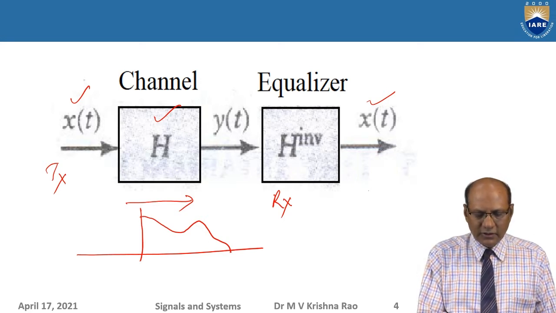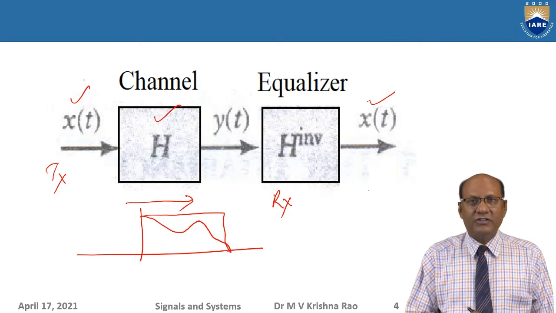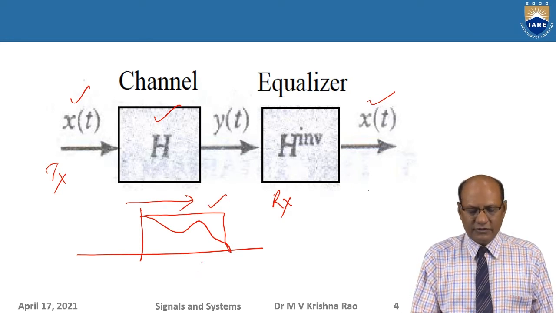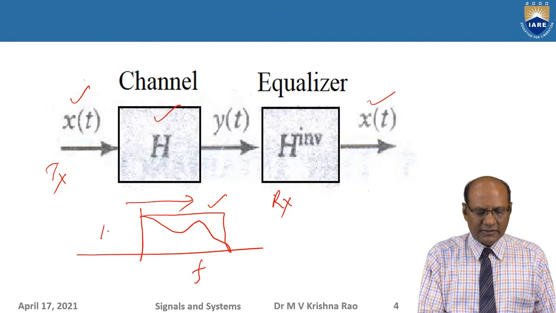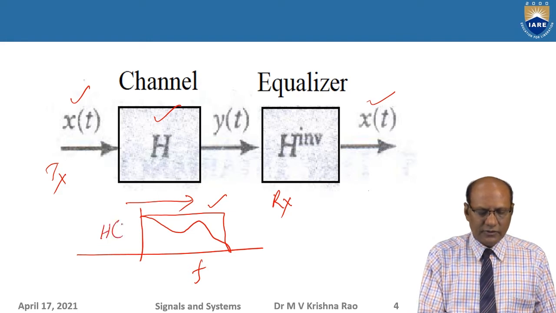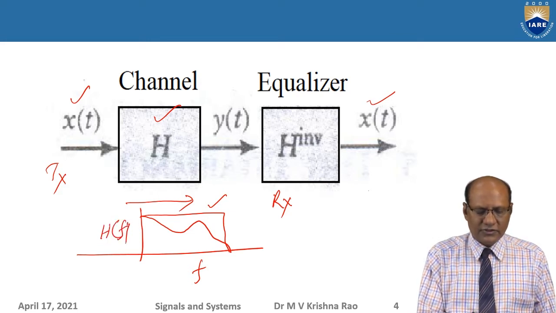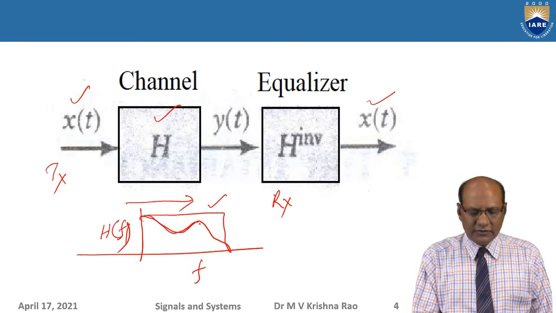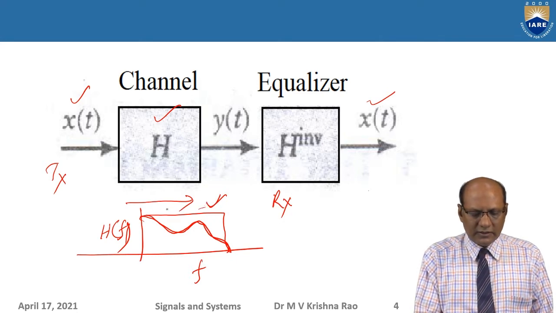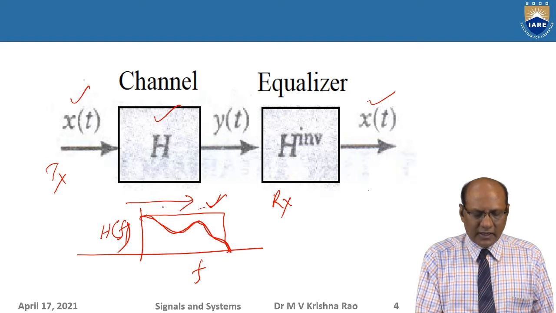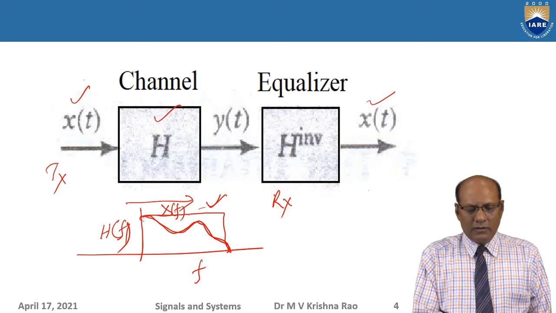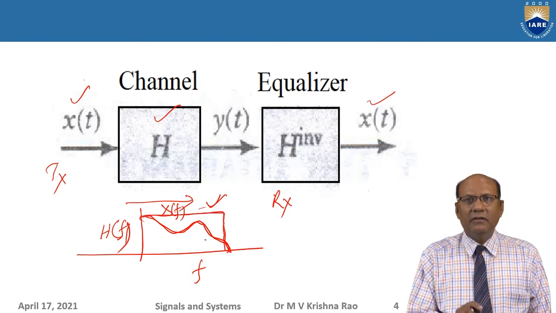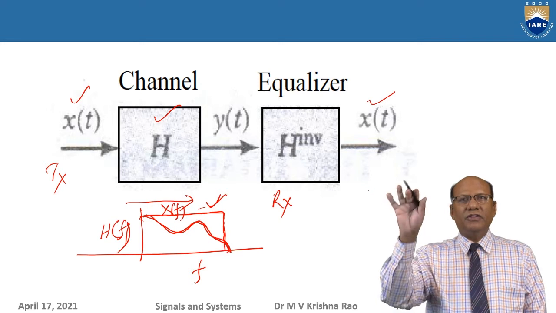What it means is, you have transmitted equal energy for all frequencies. This is the frequency, and this is, let us say, the frequency response of the system, H of f. This one I can consider as capital X of f. I am transmitting a signal which contains all frequencies equally.